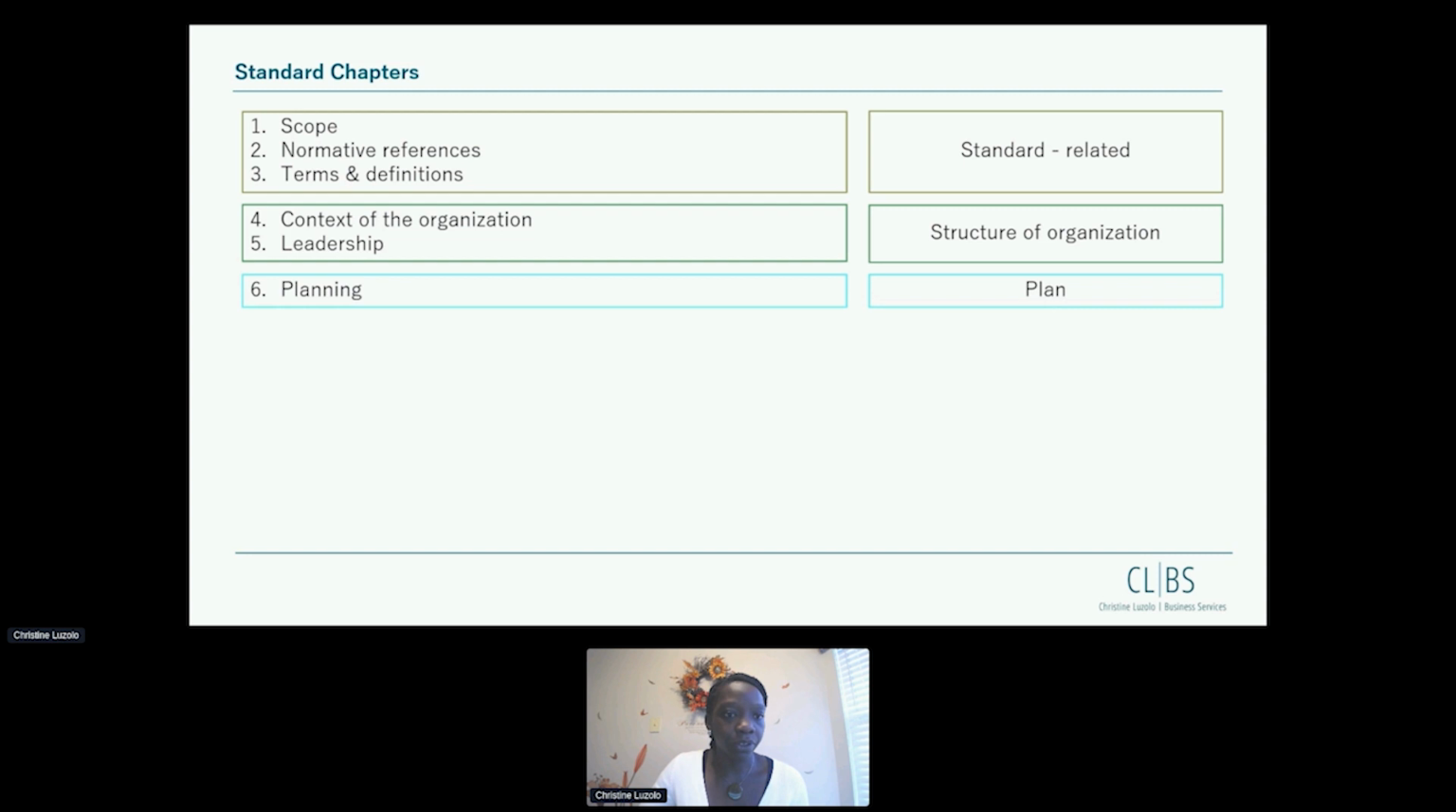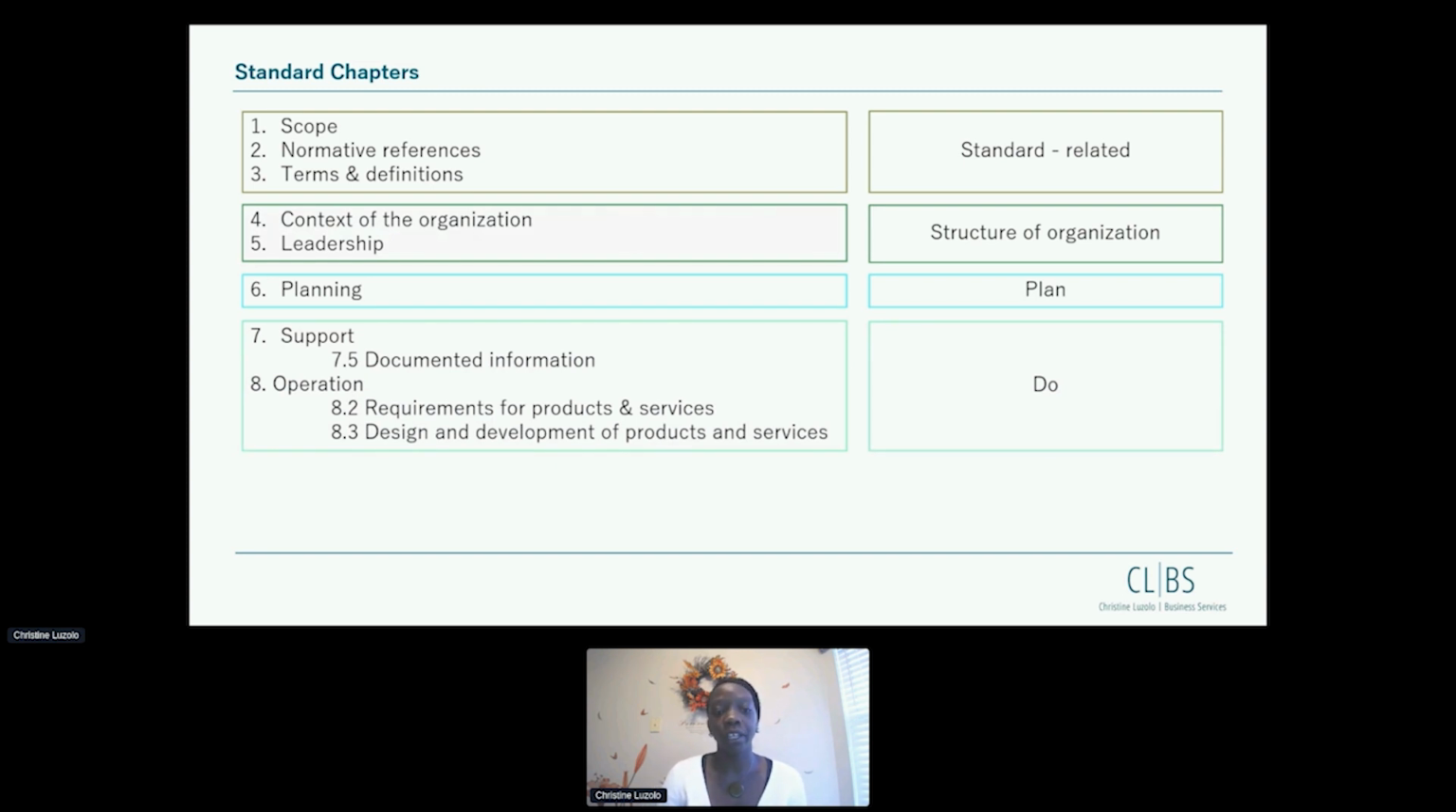So it starts with chapter 6, planning, where on a medium term to strategic level, of course, the company plans its goals. So this accounts for the plan section of the Deming cycle. Then chapter 7, support, and 8, operation. And here I point out documented information, and chapter 8.2, requirements for products and services, and 8.3, design and development of products and services. This is the part where the product is being created with the support of the documented information. So this accounts for the do section of the Deming cycle.